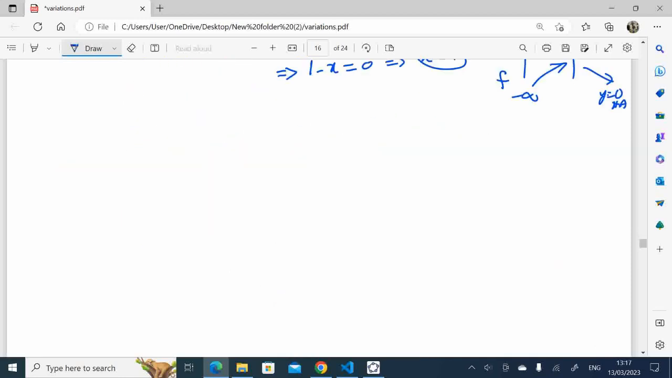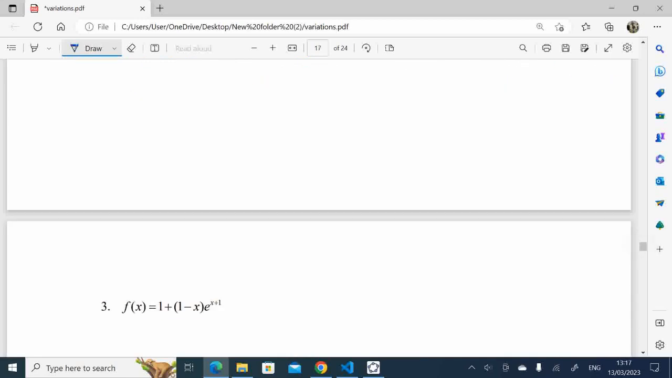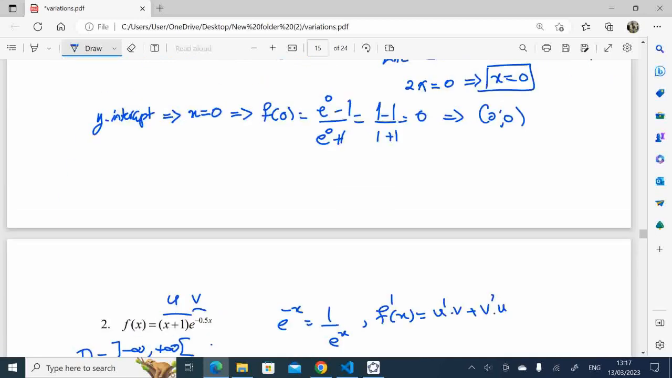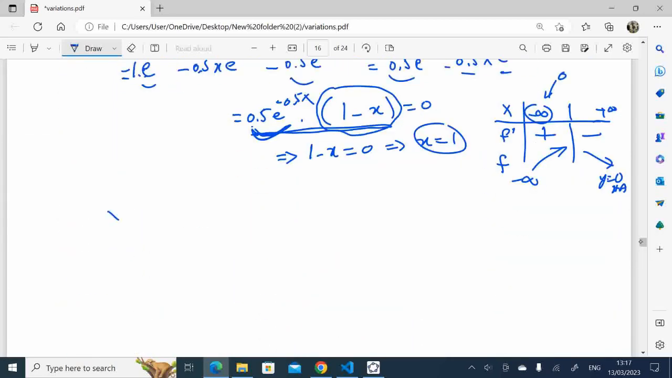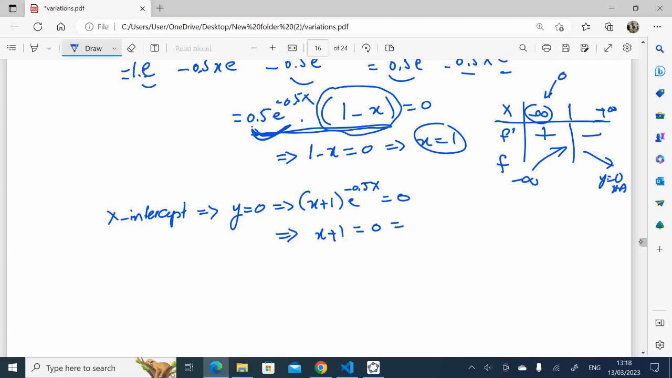Now let's find intercepts. If I find the x-intercept, we solve y equals 0. It means the function equals 0, which is x plus 1 times e^(-0.5x) equals 0. So x plus 1 is 0 because exponential can never be 0. So this means x equals negative 1. So the x-intercept is (-1, 0).